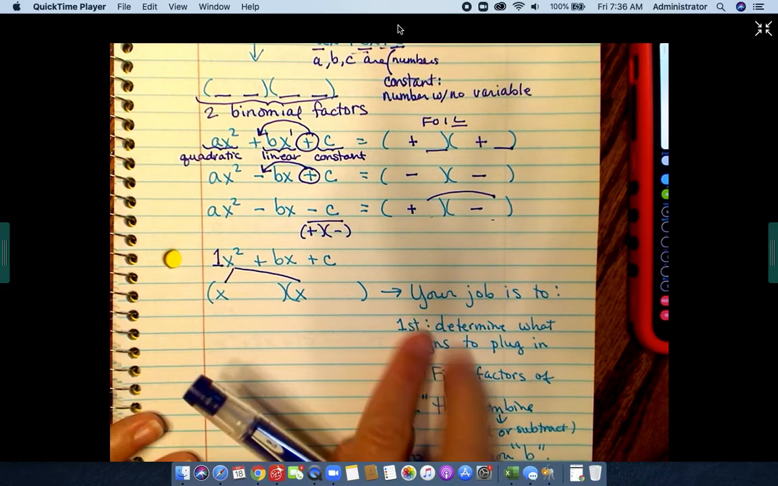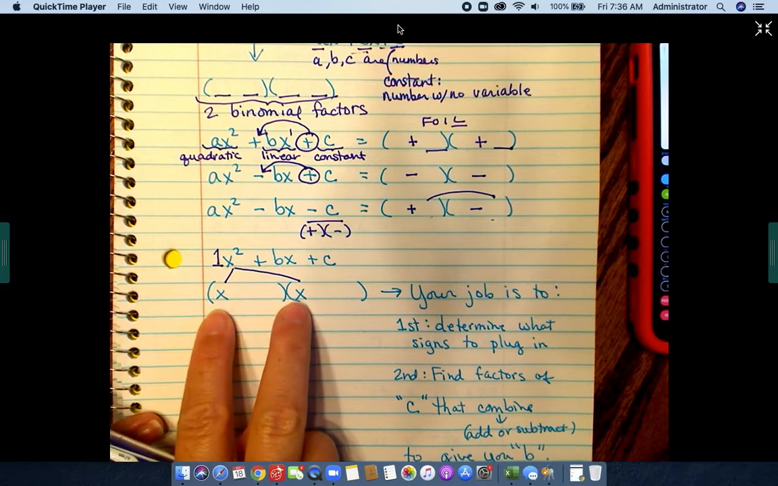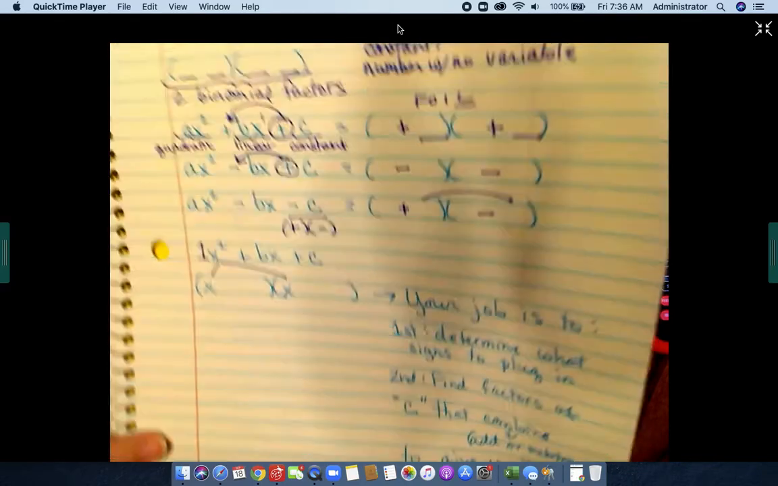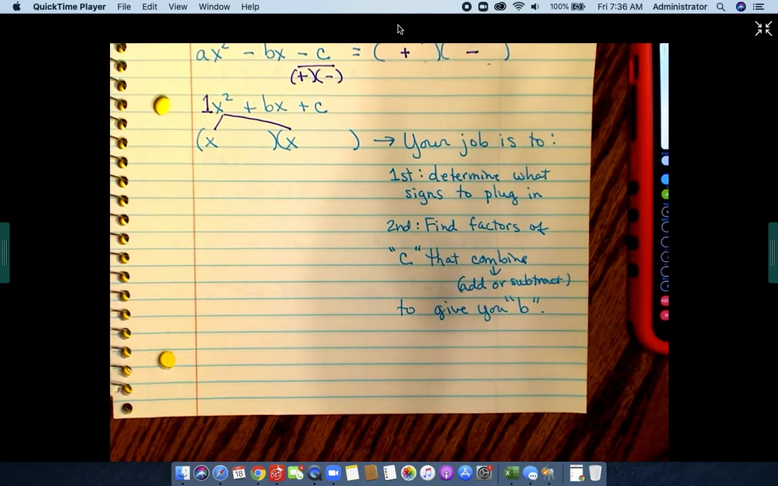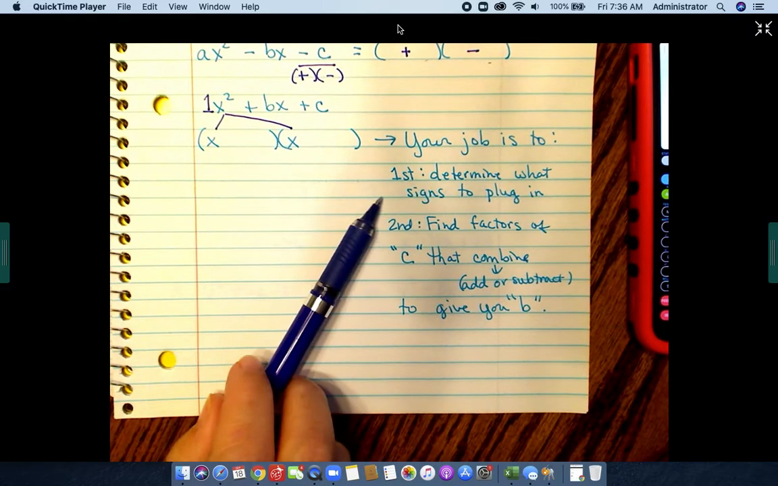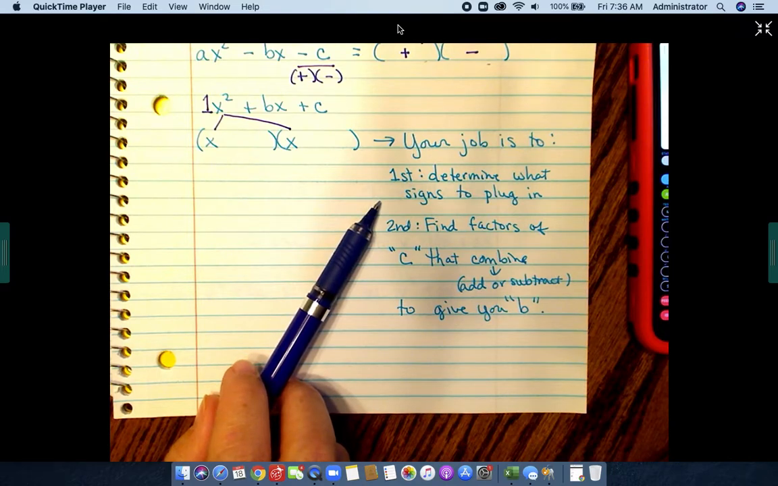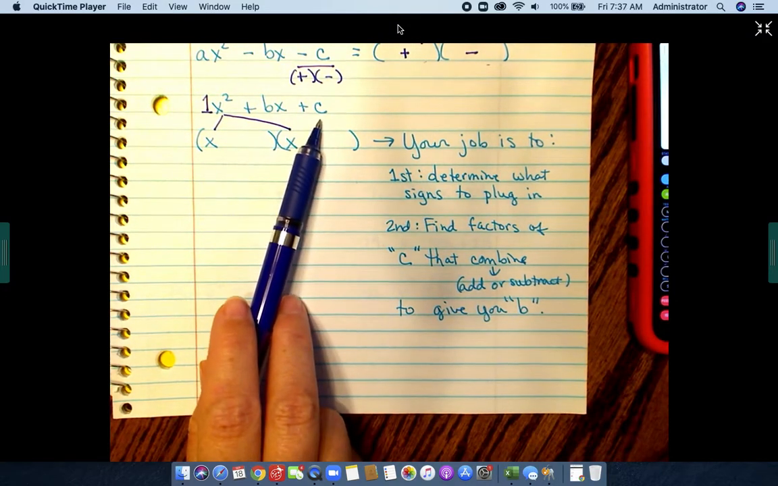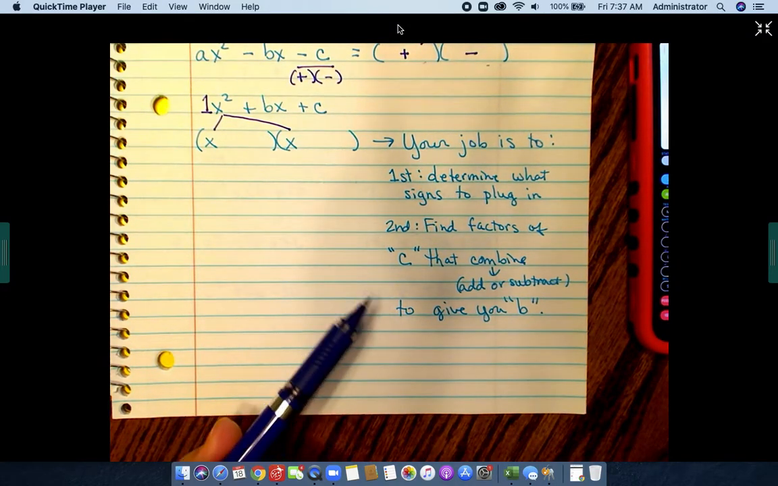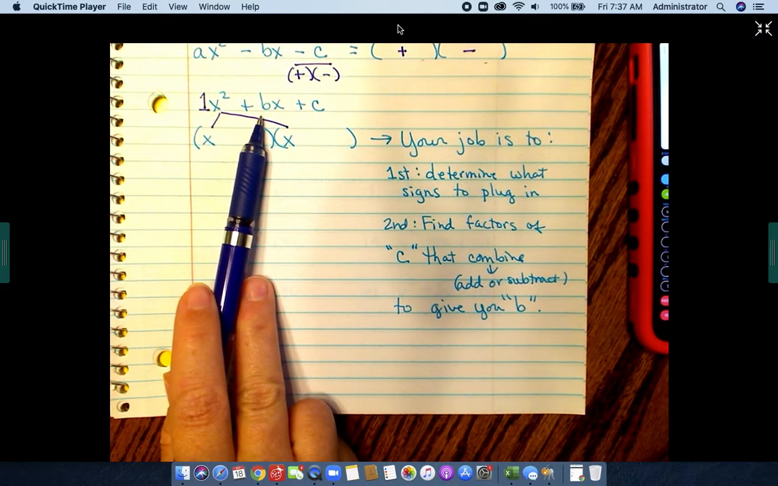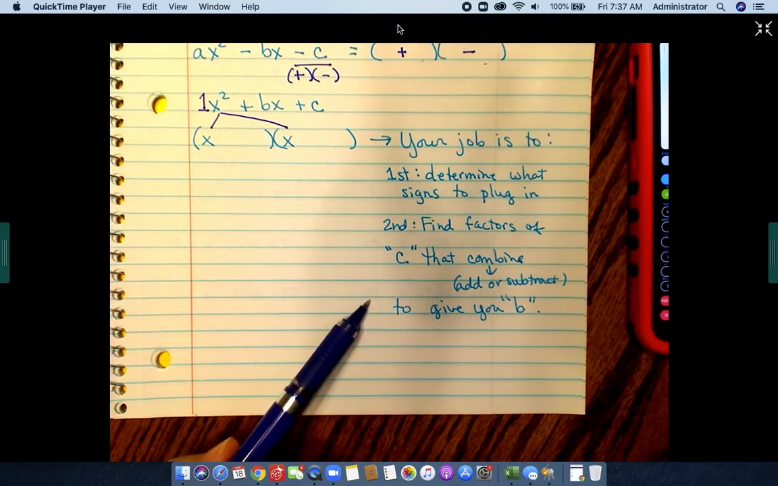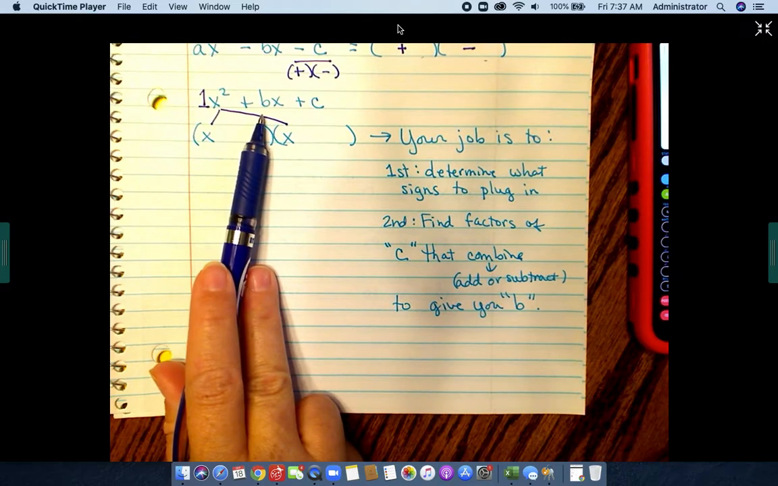So again, the first thing you're going to do is determine what signs. You're always going to have the x and x, and then we're going to proceed with the next step. Feel free to pause it at this time to copy this down. Your job is to first determine what signs to plug in. Second, to find factors of your c, your constant term, that combine to give you b. So it's kind of like a little puzzle. You're going to find your factors of c that combine, which means to add or subtract, to give you your b value. Okay?